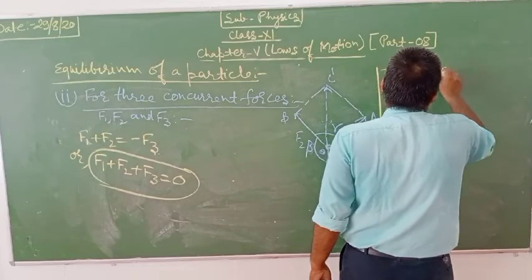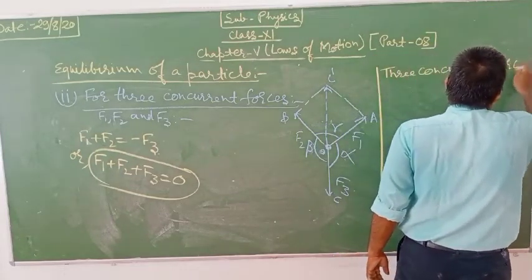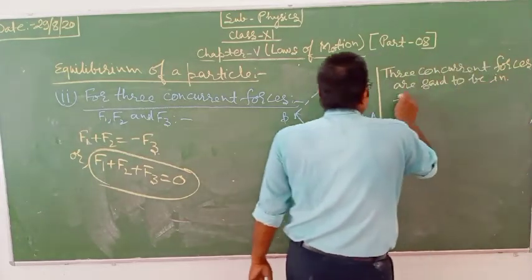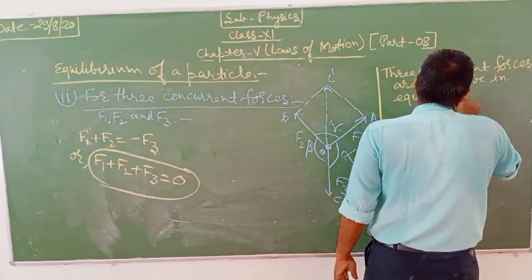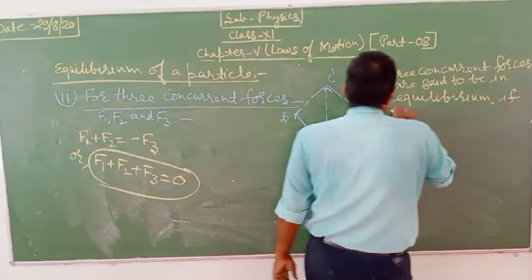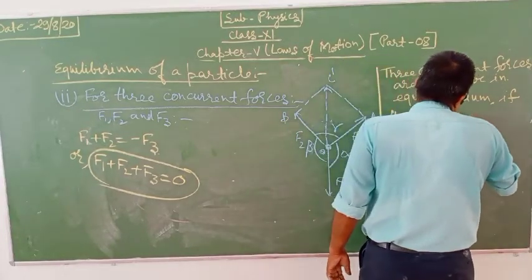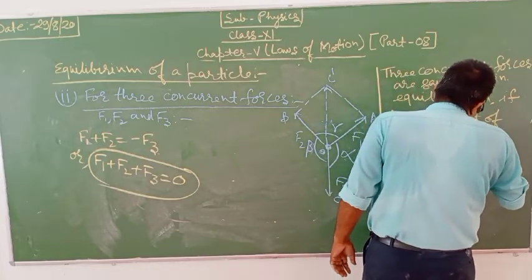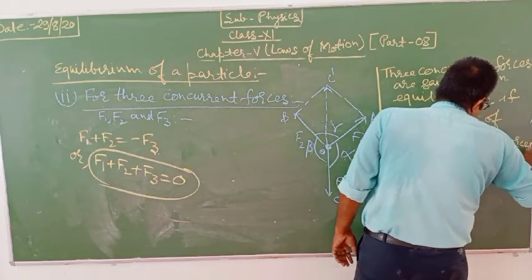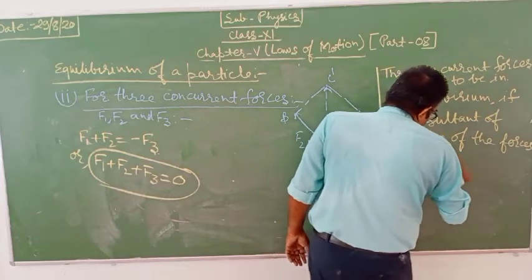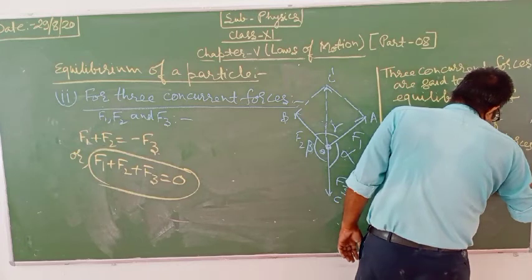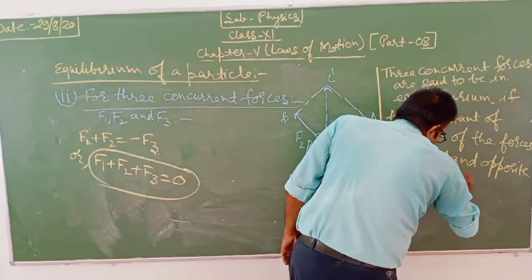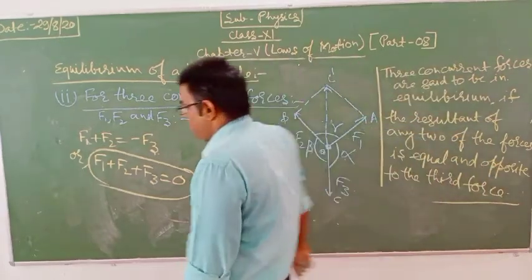So three concurrent forces are said to be in equilibrium if the resultant of any two of the forces is equal and opposite to the third.